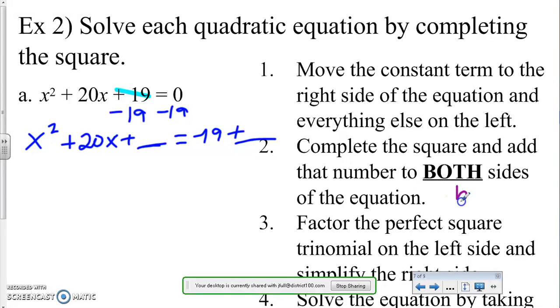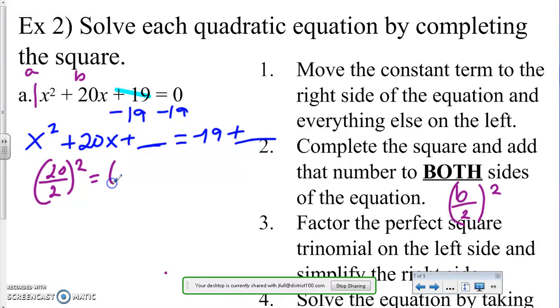Completing the square for step 2 is going to use that formula, b over 2 squared. In this problem, a is 1, b is 20, and we're figuring out c. So we're going to do 20 divided by 2 and then squared. 20 divided by 2 is 10, and 10 squared is 100. That is the number that is going to go in the blanks in my previous step. So this is step 2: put it in both blanks.